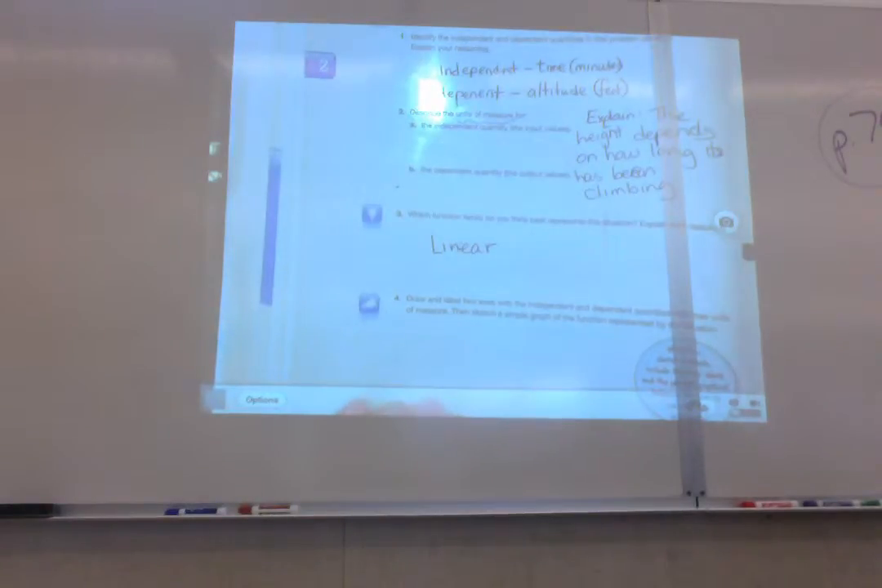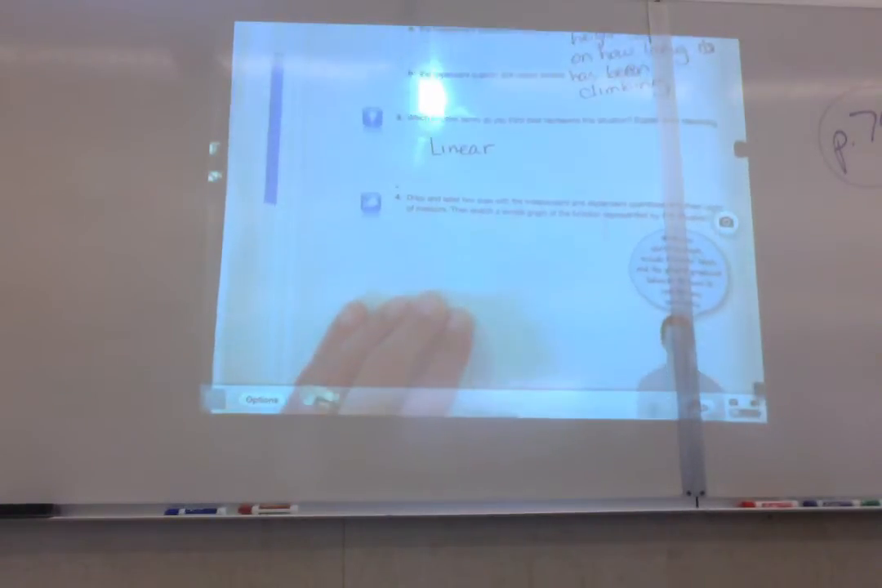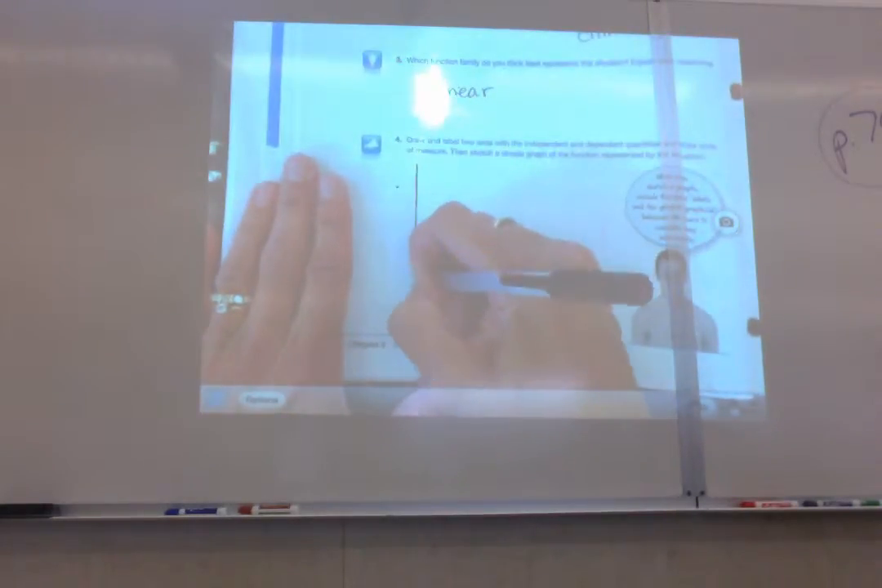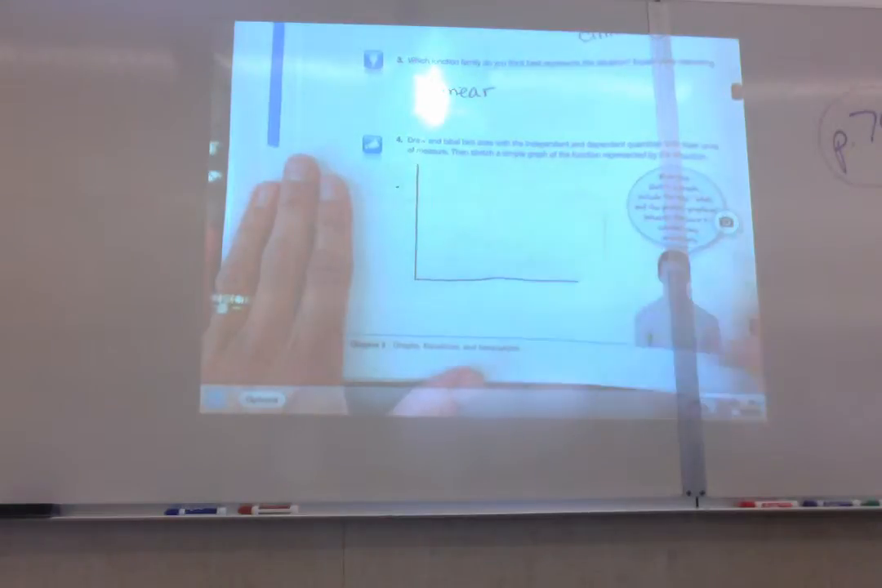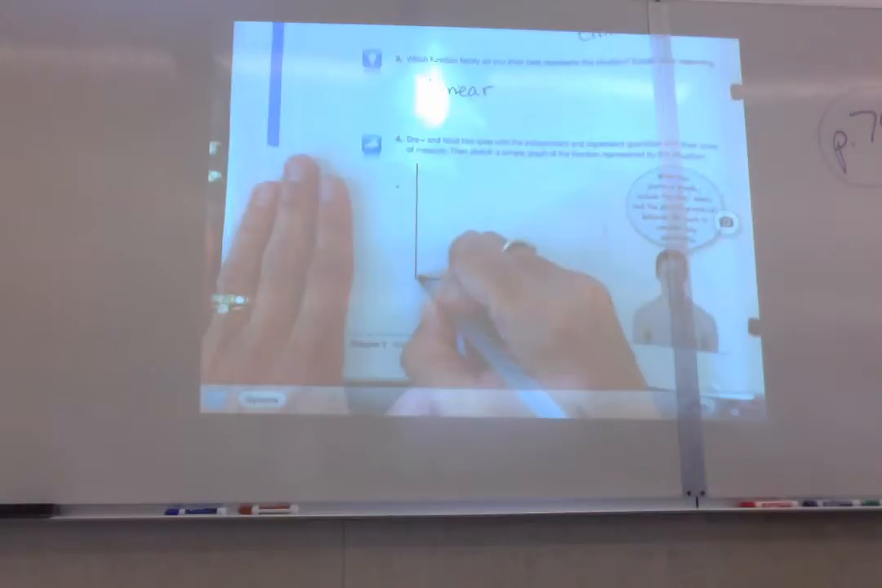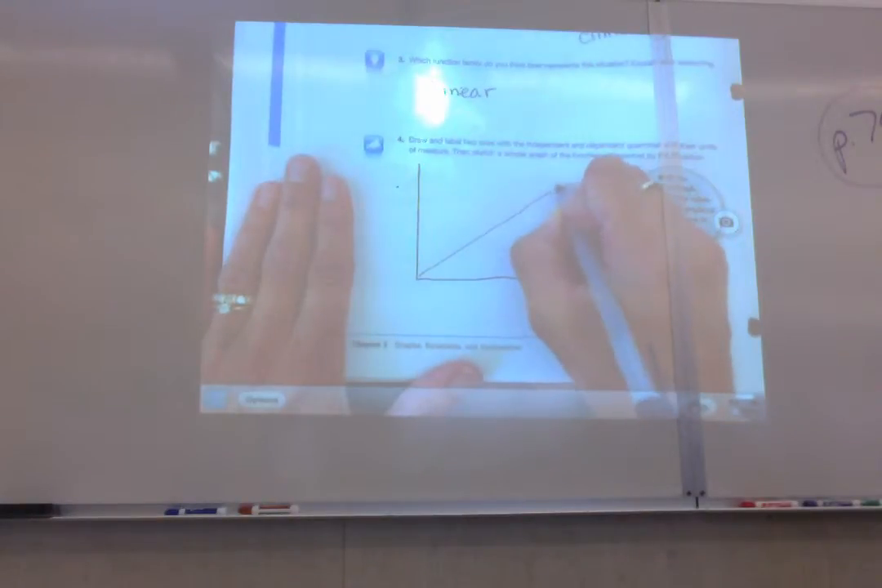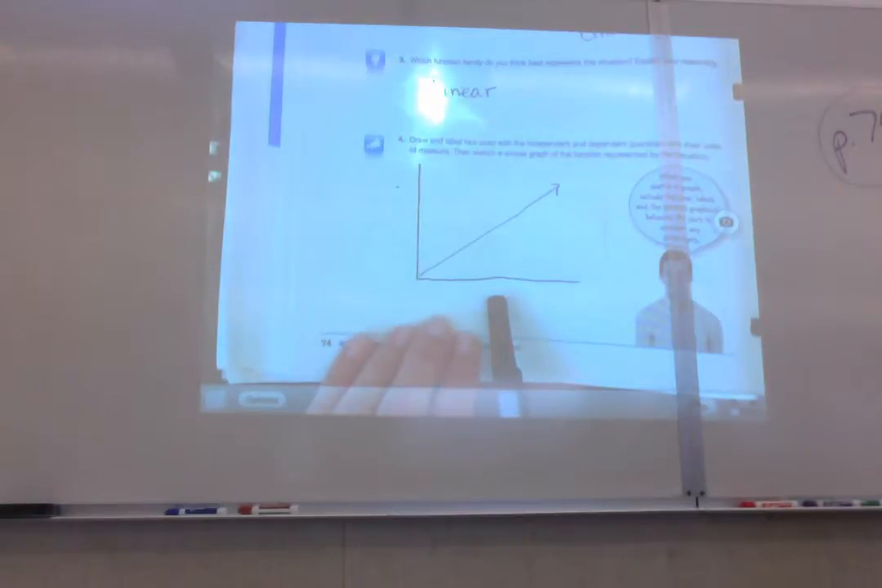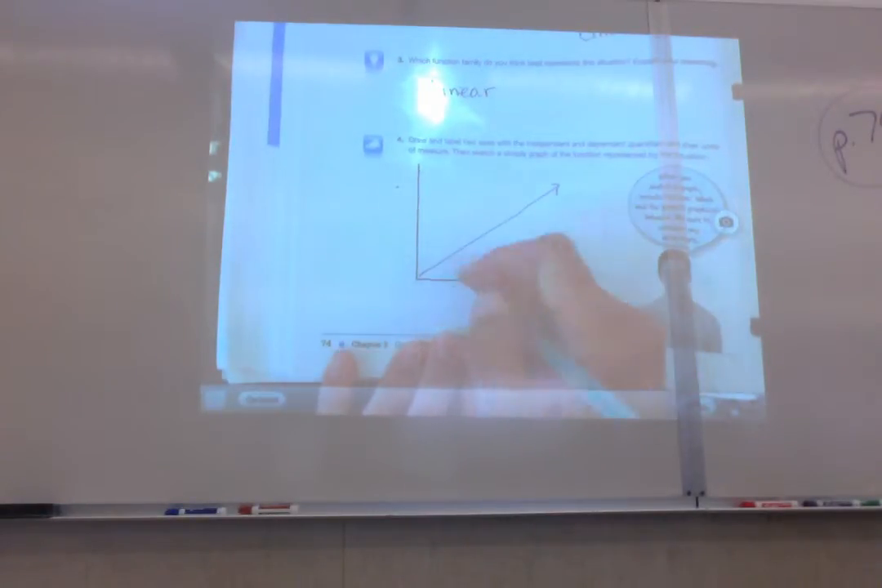All right. Down here in number 4, we're gonna sketch that graph. Most likely, because they told us that constant rate and they're only talking about climbing, it's one thing. I'm seeing a line that looks like this. There's my plane getting higher. Usually in graphs we put the independent variable on the bottom. Memo, what was the independent variable? Time in minutes.